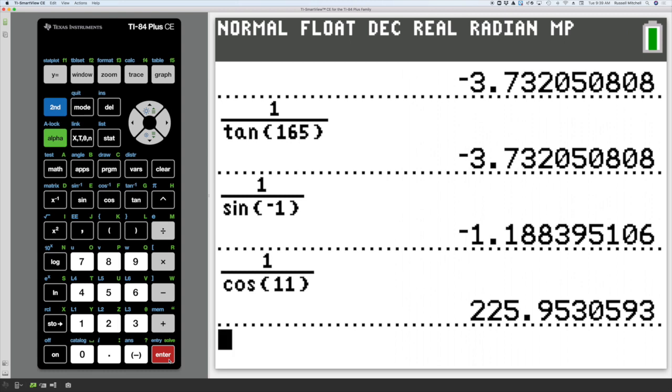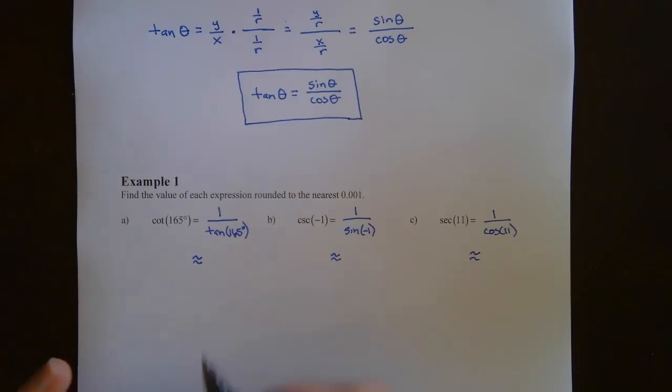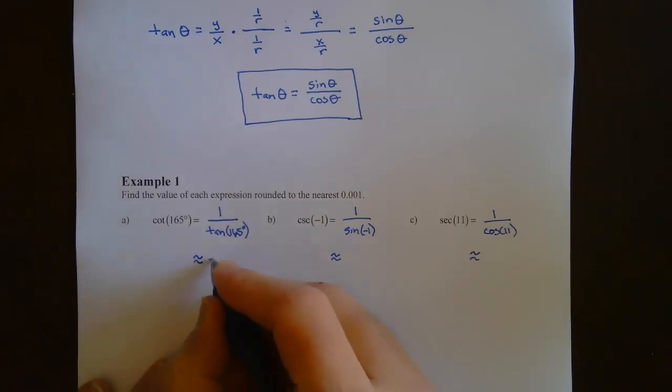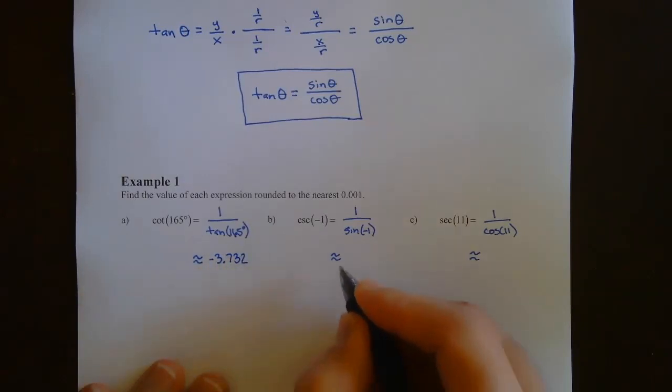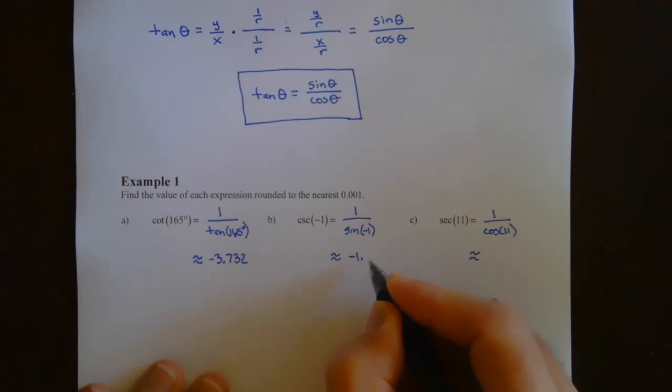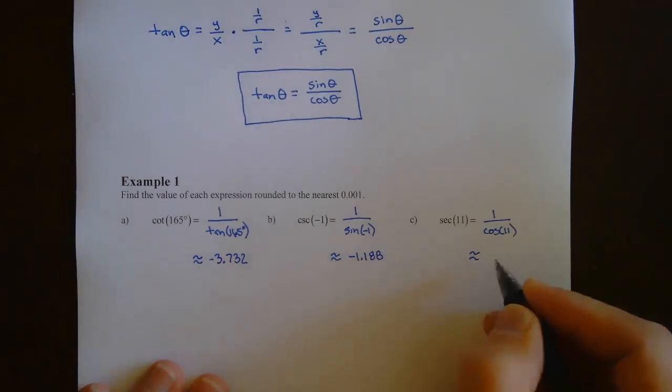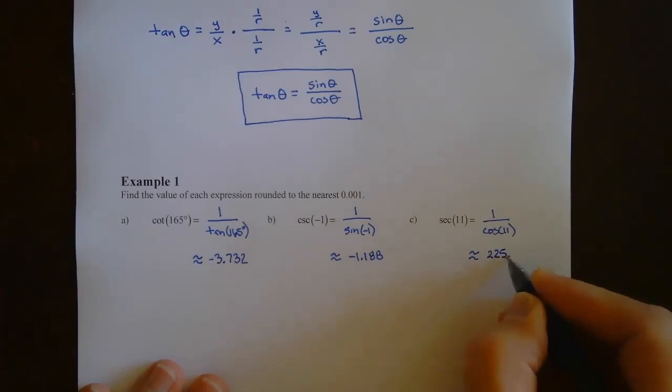Okay. All right, so let's go ahead and record these on our paper, and then I'm going to show you how to do this in Desmos, okay? All right. So from our graphing calculator, we got negative 3.732 and negative 1.188. And for secant of 11, we got 225.953.